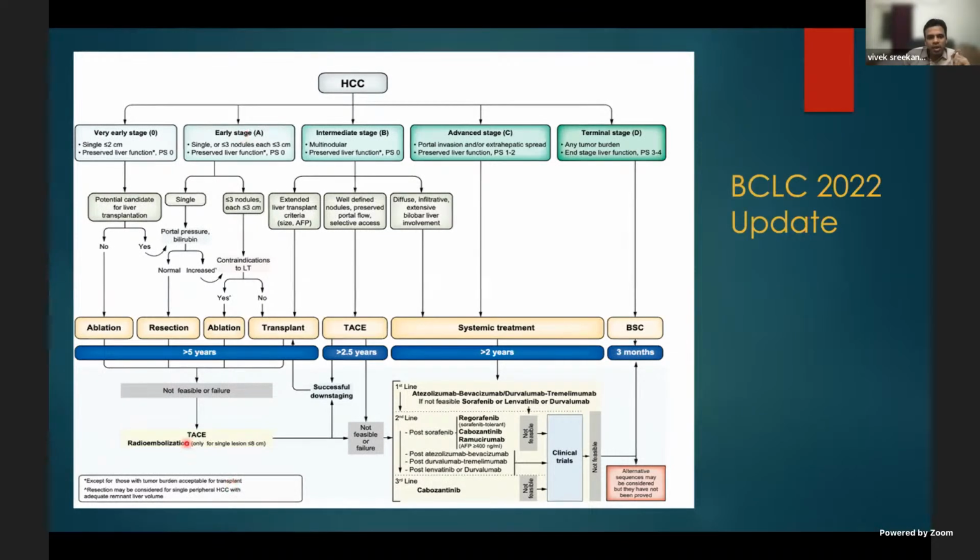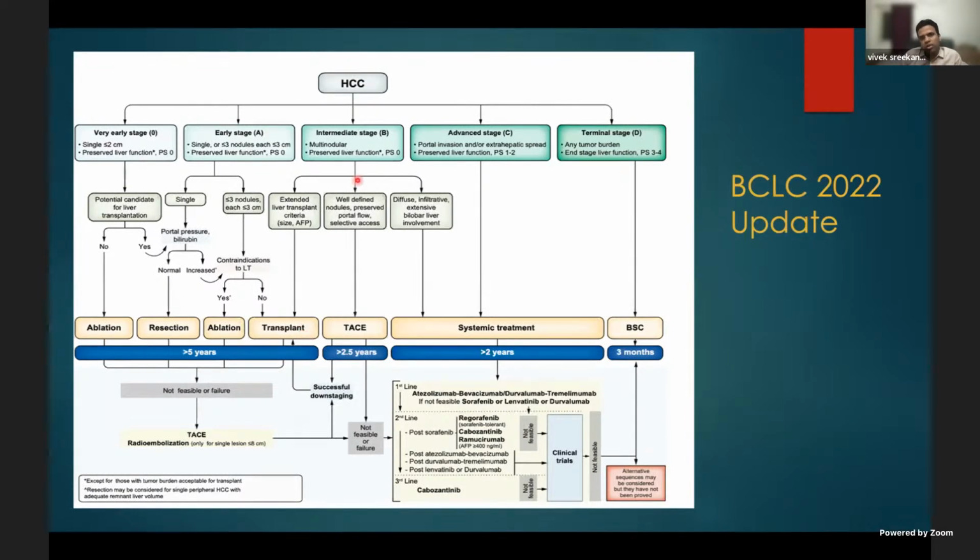And one new thing which has come here is in early stage HCC, a single lesion which is less than 8 centimeters. In this new update, radioembolization has been included. This is based on the LEGACY trial, where they included 162 patients and overall survival was up to 3 years in 82% of the patients, by including radioembolization. That's why this has been included in the new BCLC update. So either you give a curative intent or you do downstaging so that the patient will undergo either resection or transplant.